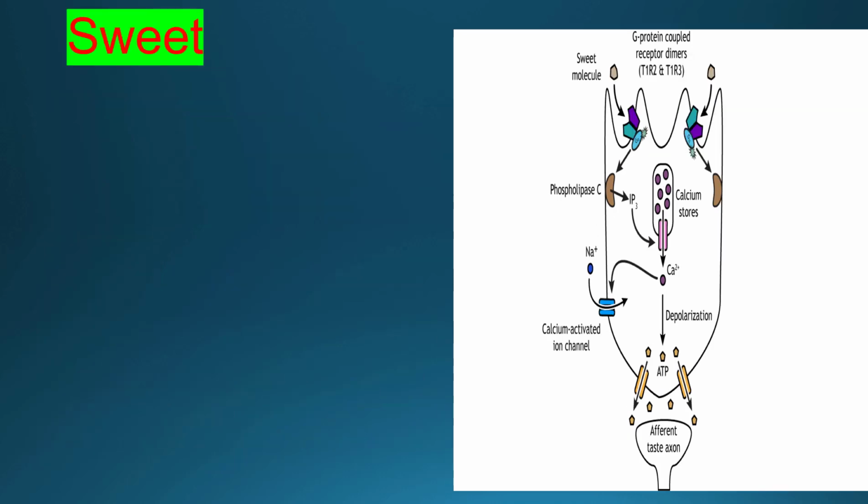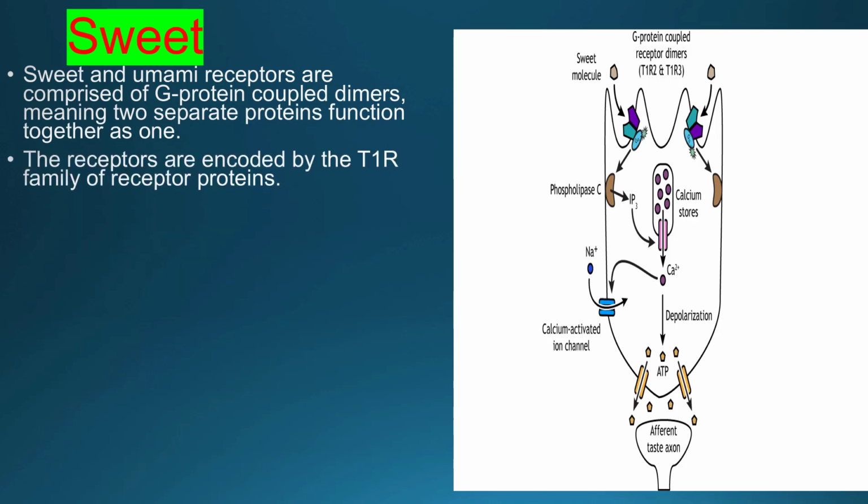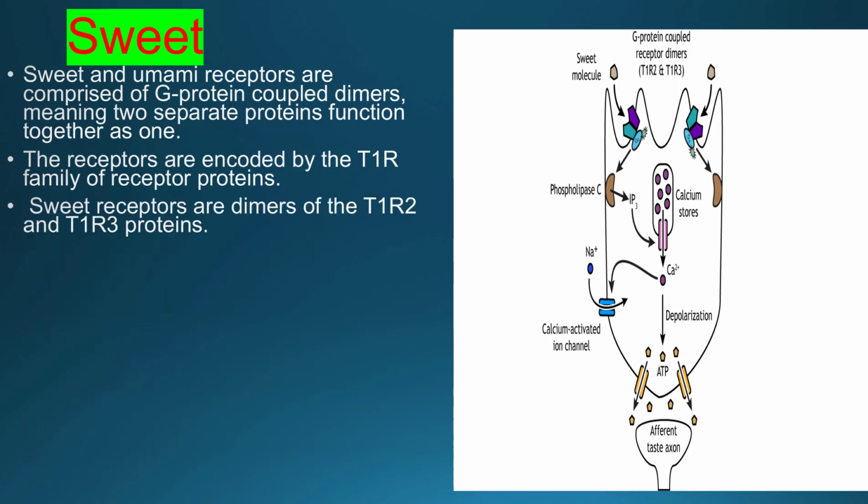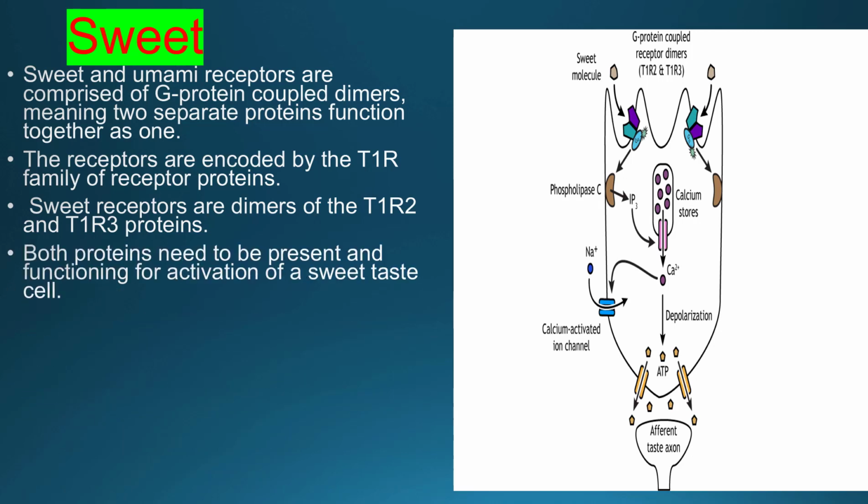Sweet and umami receptors comprise a G protein coupled dimer, meaning two separate proteins functioning together as one. There are two proteins for sweet taste and they act together as one protein. The receptors are encoded by the T1R family of receptor proteins. Sweet receptors are of the T1R2 and T1R3 proteins. T1R2 means taste receptor type 1 member 2 and T1R3 means taste receptor type 1 member 3. Both proteins need to be present and functioning for activation of the sweet taste cell.